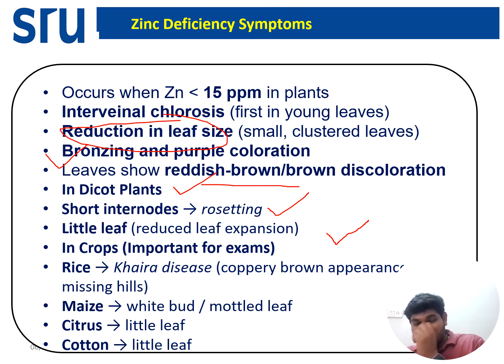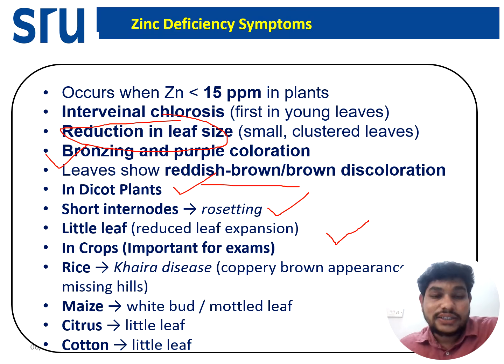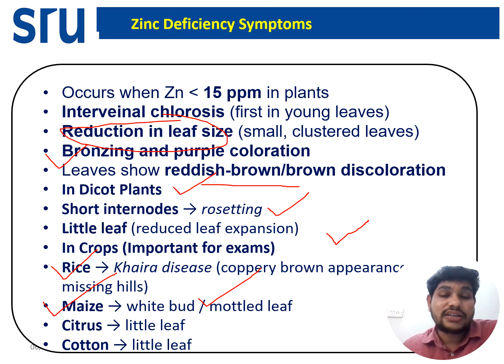Some of the most well-known diseases we'll see due to zinc deficiency: in rice, Khaira disease, which occurs due to the deficiency of zinc. In maize, we'll see white bud or mottle leaf disease due to the deficiency of zinc. In citrus, that is little leaf. In cotton also, that is little leaf disease.